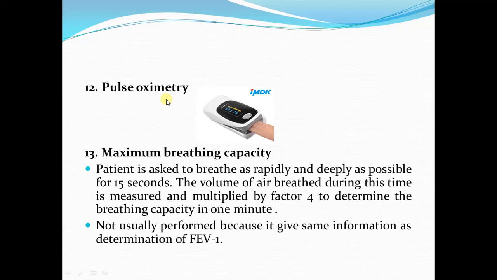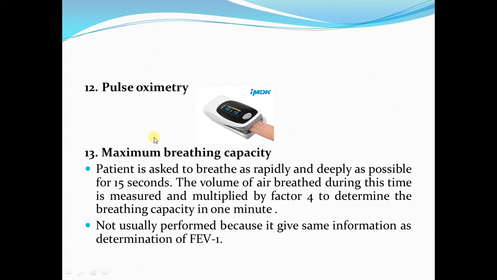So pulse oximetry can be done to find out the percentage saturation of blood with oxygen, and we know from our previous discussions that in a normal person 98% of the blood is saturated with oxygen.